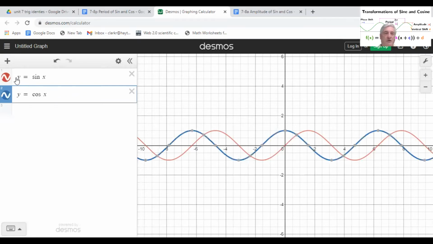So this is, the blue one is now cosine and the red one is sine. Hey, when this one's at 1, this one's at 0. When this one's at 1, this one's at 0. When this one's at -1, when cosine is -1, sine is 0.